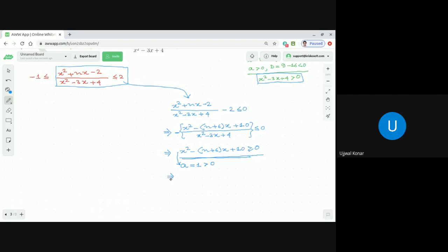So what is discriminant? This implies what? What is the discriminant? Discriminant is b square minus 4ac. Correct? What is b square? B square is n plus 6 whole square minus 4ac minus 40. Correct or not? B square minus 4ac has to be less than equal to 0. Now we can simplify it further. So n square plus 12x plus 36 minus 40 is minus 4, less than equal to 0. Now we can factorize.